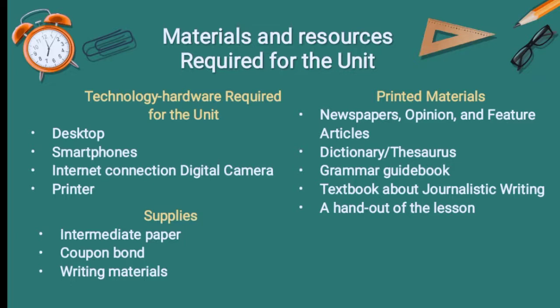So for example, materials and resources are the technology hardware required for the units, such as desktop, smartphones, internet connection, digital camera, and printer. For the printed materials, such as newspapers, opinion and feature articles, dictionary or thesaurus, grammar guidebook, textbook about journalistic writing, and handout of the lesson, and the supplies, intermediate paper, coupon bond, and writing materials.